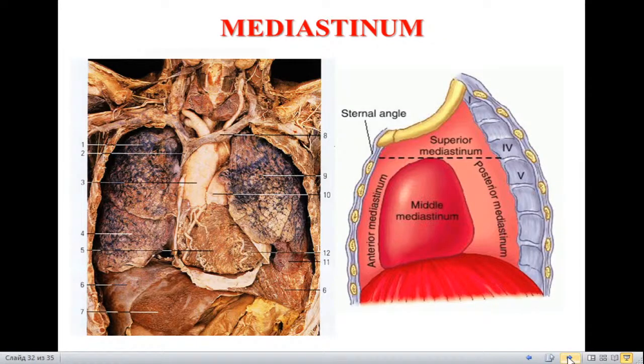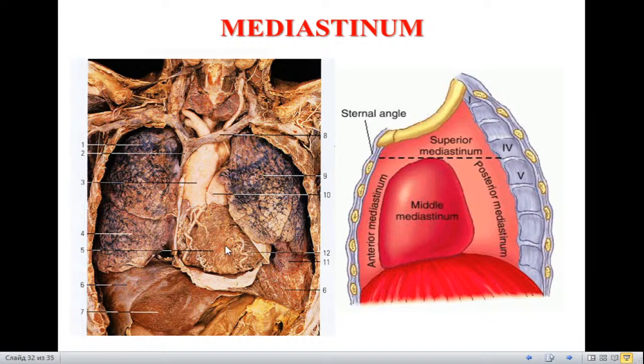So, let's talk about the mediastinum. The mediastinum is the complex of the organs of the thoracic cavity which are situated between two pleural sacs. In other words, the mediastinum is formed by the organs of the thoracic cavity except the lungs: organs and vessels. Everything except lungs. You have to memorize this.